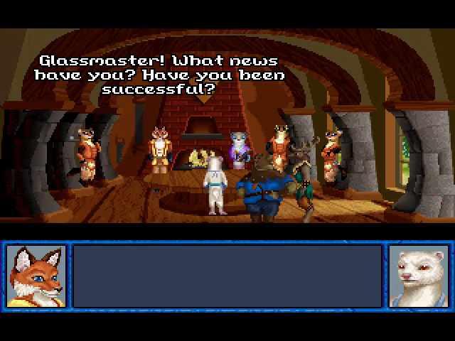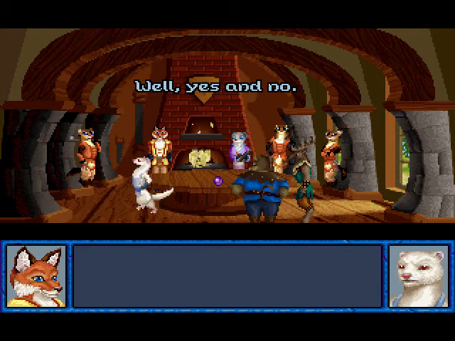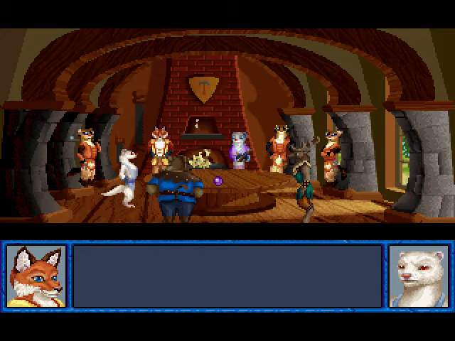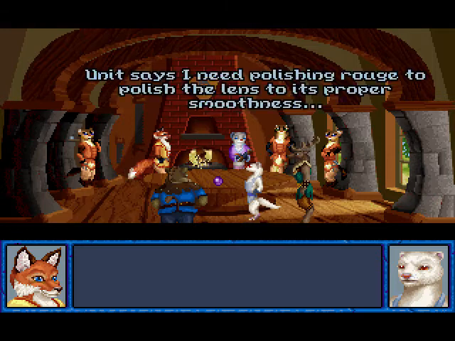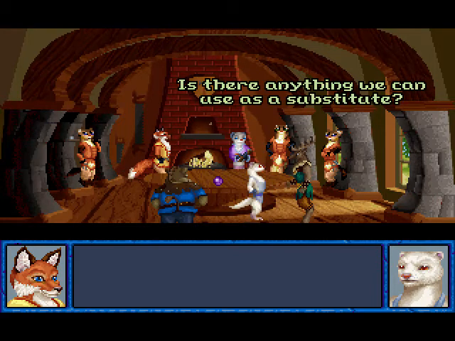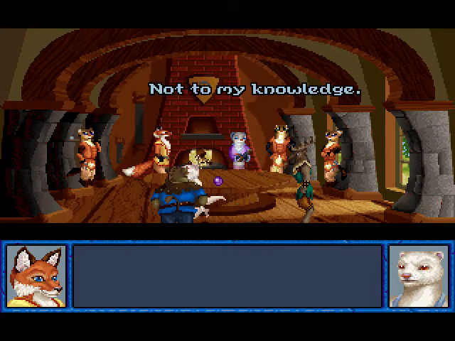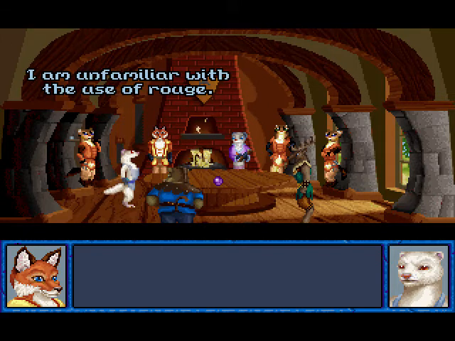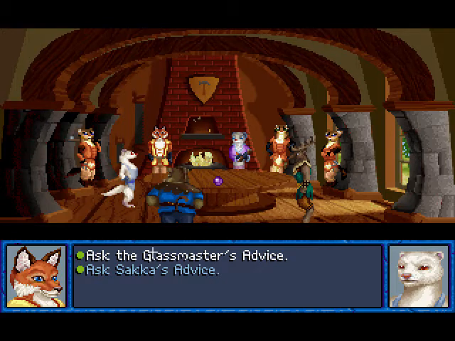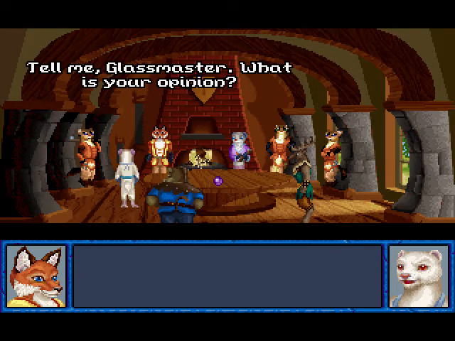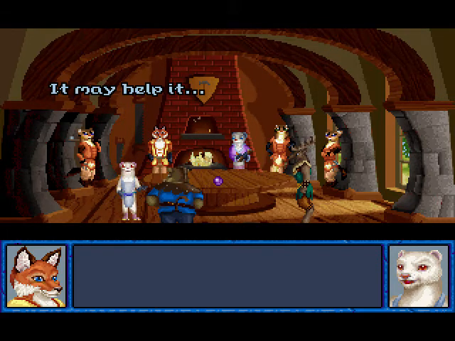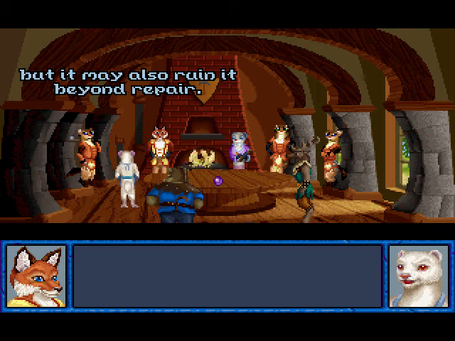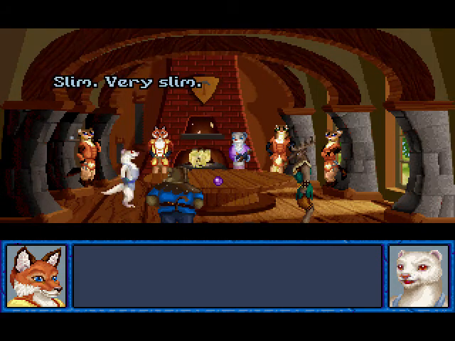Glassmaster, what news have you? Have you been successful? Well, yes and no. I like the first part best. I was able to construct the lens from the instructions given by Unit. However, it is still too rough. Unit says I need polishing rouge to polish the lens to its proper smoothness, but I have none. Is there anything we can use as a substitute? Not to my knowledge. I am unfamiliar with the use of rouge. Tell me, Glassmaster, what is your opinion? Perhaps I can try a harsher polish on the lens. It may help it, but it may also ruin it beyond repair. What are the chances for success? Slim, very slim.